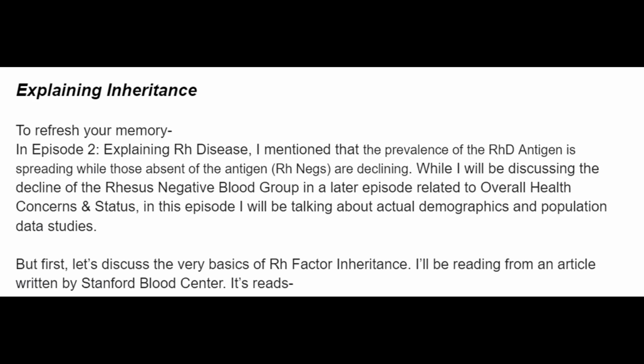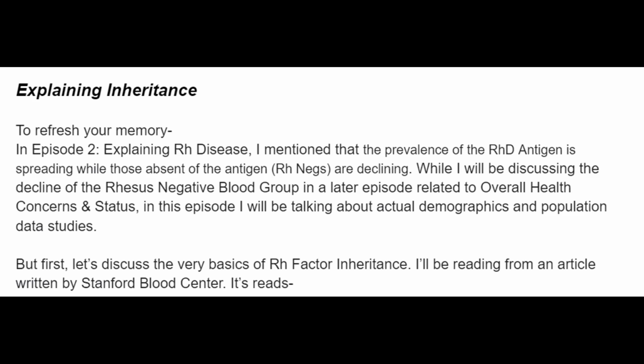Episode 4 is about explaining inheritance and prevalence. To refresh your memory, in episode 2, explaining the Rh disease, I mentioned that the prevalence of the Rhd antigen is spreading, while those absent of the antigen, Rh-negs, are declining. While I will be discussing the decline of the Rhesus negative blood group in a later episode related to overall health concerns and status, in this episode I will be talking about actual demographics and population data studies.